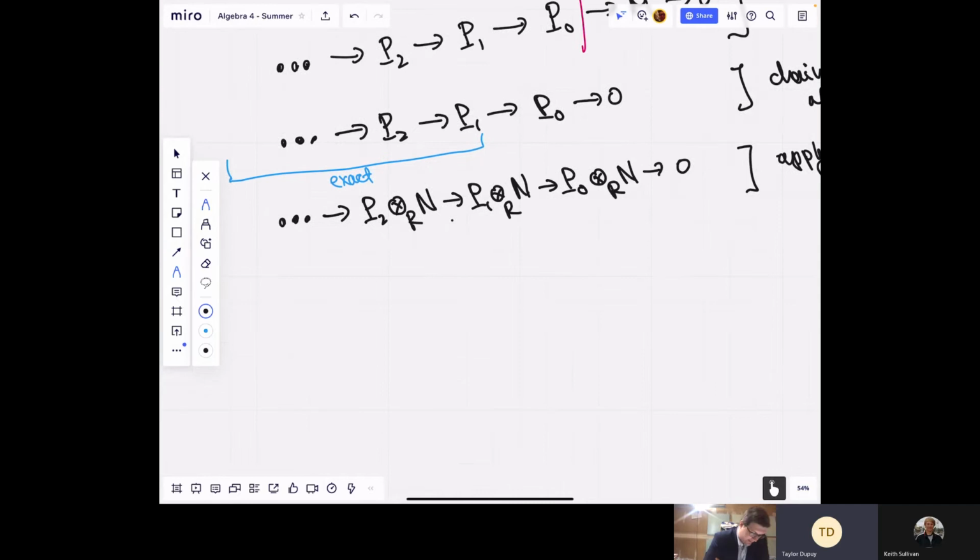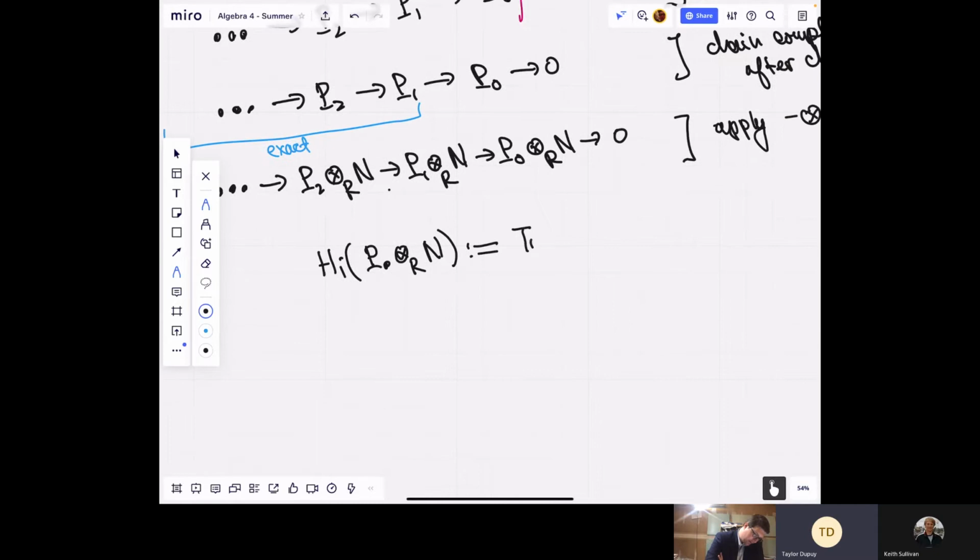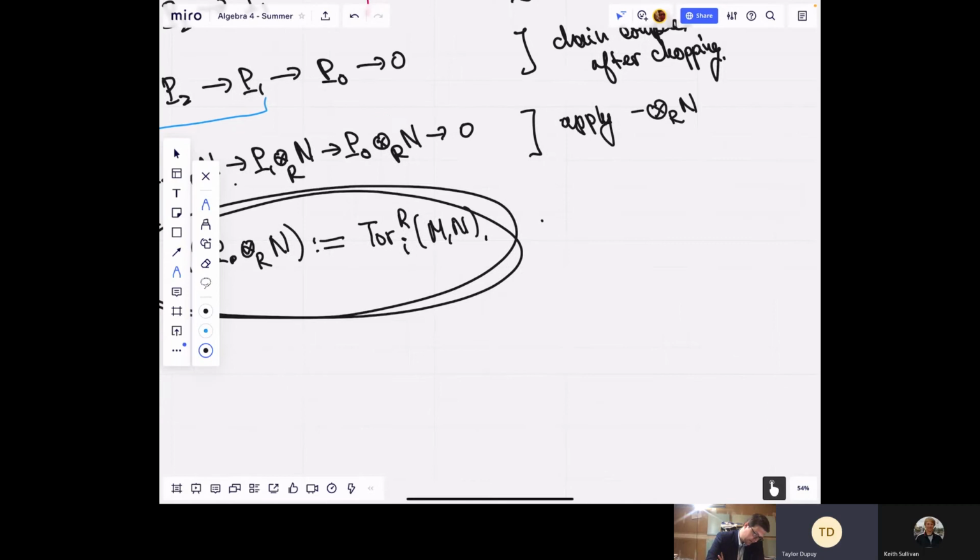Then what we do is we take homology at each stage. So we'll do H_i of this complex, P_bullet tensor over R with N, and this thing is defined to be equal to Tor_i^R of M and N. Okay, so this is the definition of Tor.